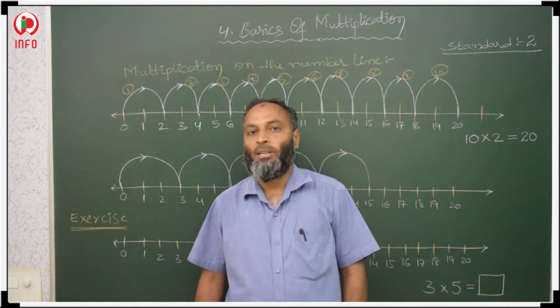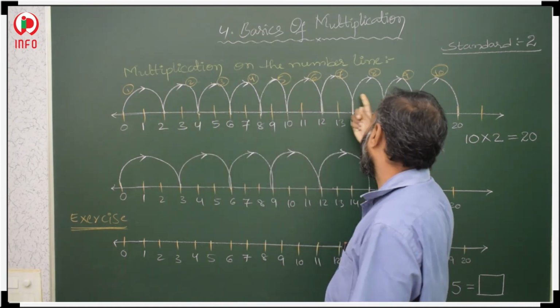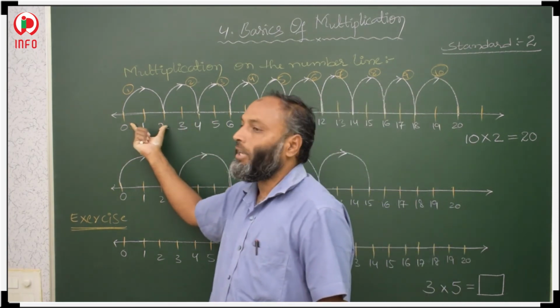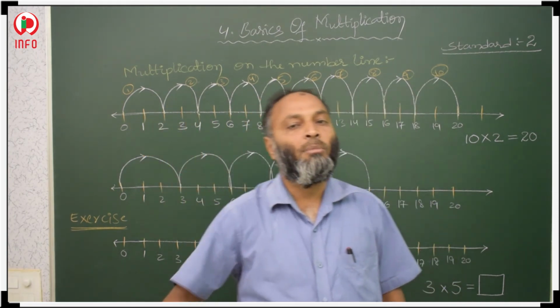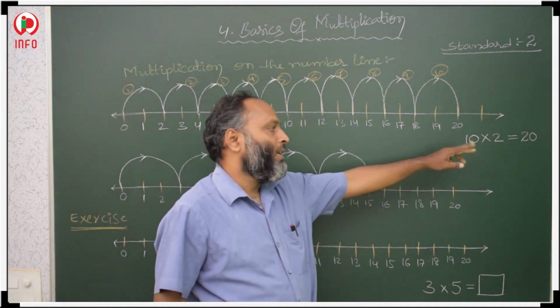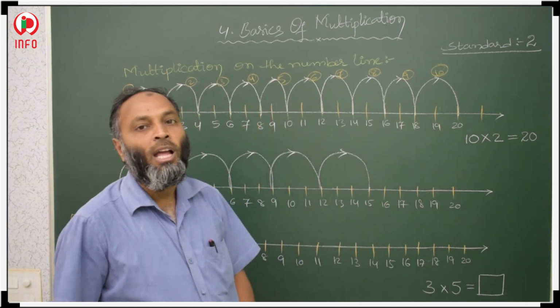Using multiplication, first we have to check how many skip countings were there. 10 skip countings. Then what is the skip counting? 2 skip counting is there. So multiply with 2. Then you will get total 20 as the answer. Where we stop, that number we will get.